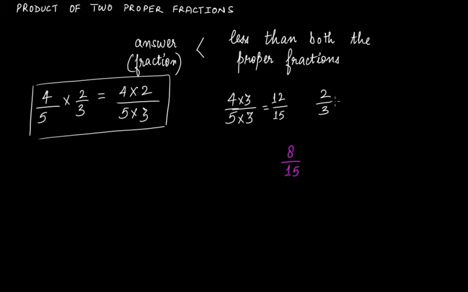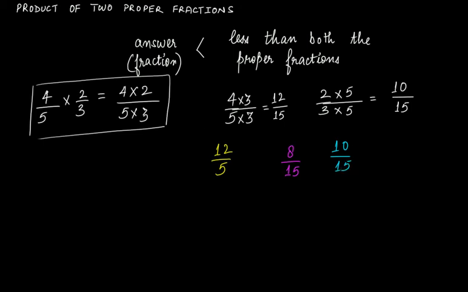Same thing here. By what number should we multiply 3 so that we get the denominator as 15? So by 5. If you multiply the denominator by 5, you'll get the denominator as 15. And since you have multiplied the denominator by 5, you'll also multiply the numerator by 5, only then you'll get the equivalent fractions. So 2 times 5 is 10. So it means that now we have 12 by 15 and we have 10 by 15.